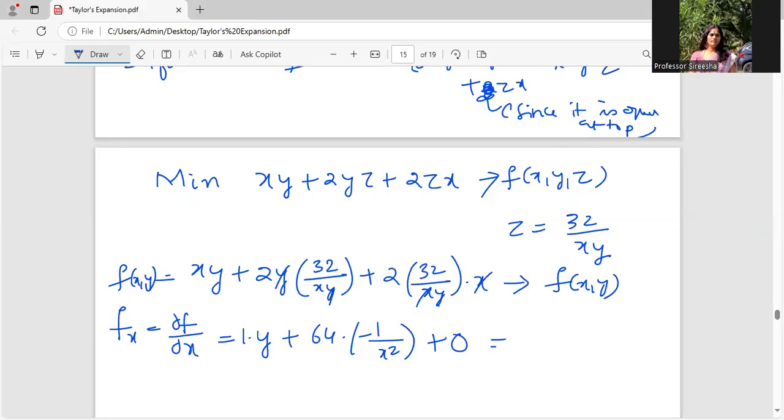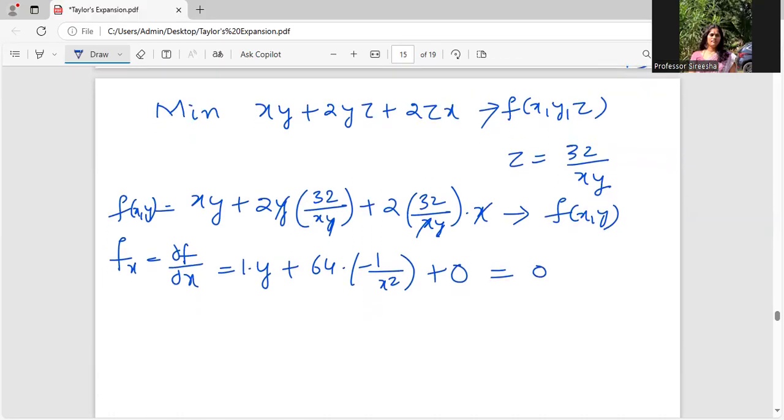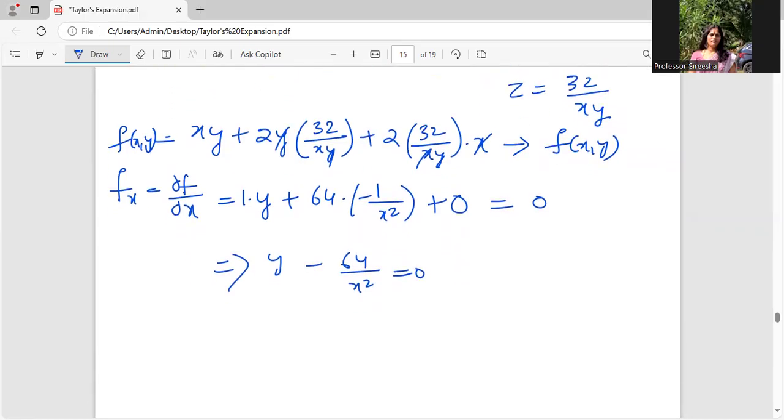So this is 0. Finally, I have fx equal to 0, because the necessary condition for finding maxima and minima is equating the first order derivatives to 0. So finally, I have the equation y minus 64 by x squared is equal to 0. I have a value for y in x. I'll look at that later.